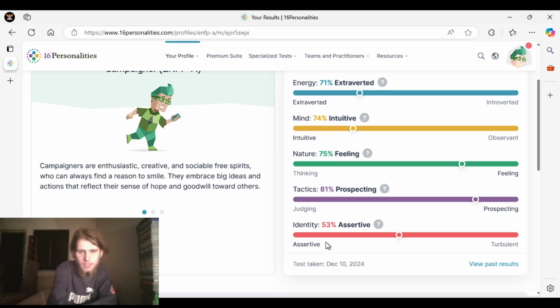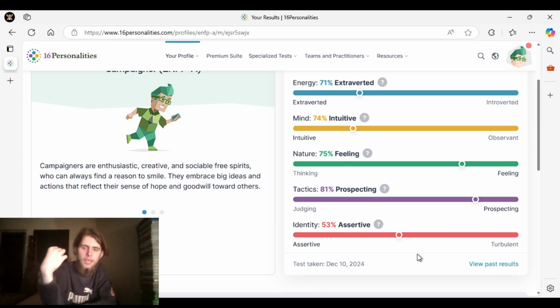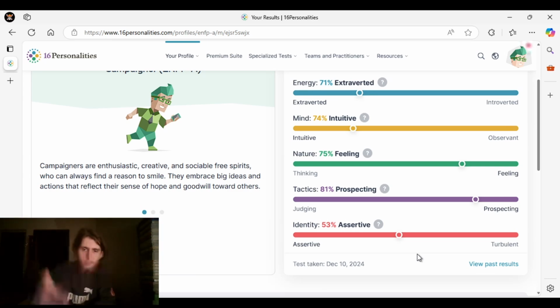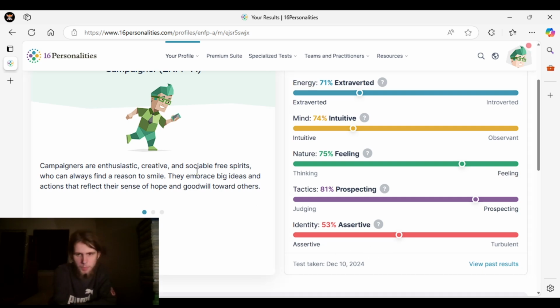But the turbulent ones, I think if you compare the two, I think the turbulent one is the one that wastes more energy than the assertive one. Despite the meaning of the words, I think that's literally what it means in this context. But I'm not entirely sure on that. So yeah.